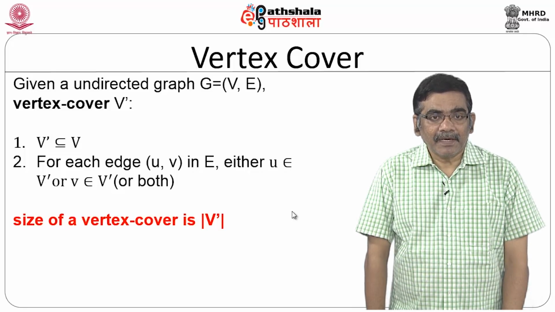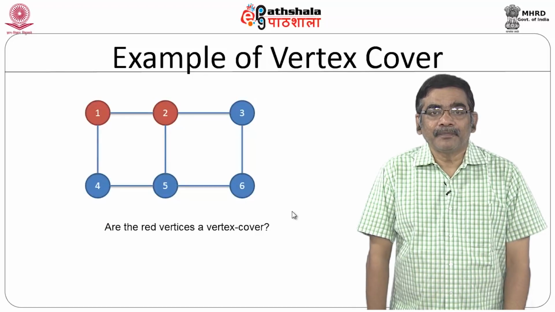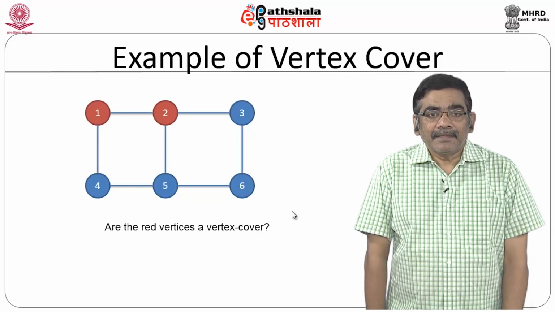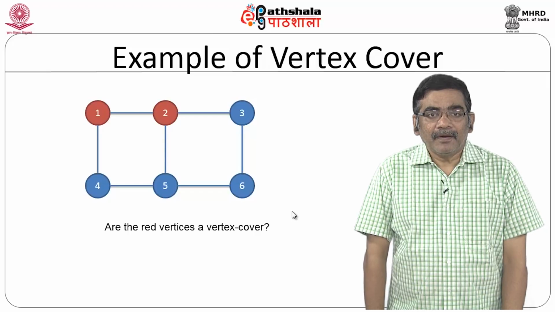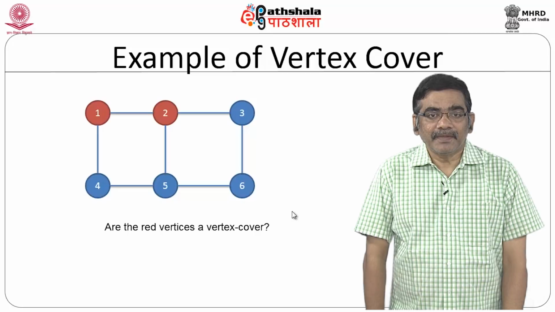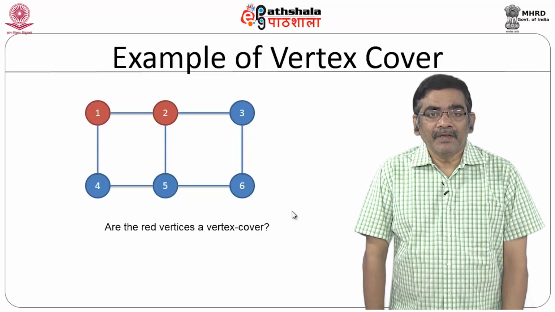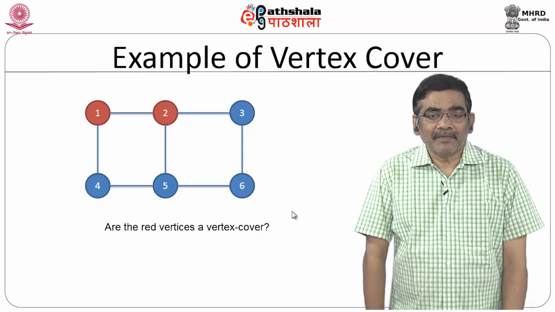This is what we are calling the size of the vertex cover. Fine. Let us give a small example of what exactly we mean by the theoretical definition which we said so far. Assume that this is the undirected graph. You can see that there are 6 vertices or nodes. So, you can say that the aim is to find the vertex cover.